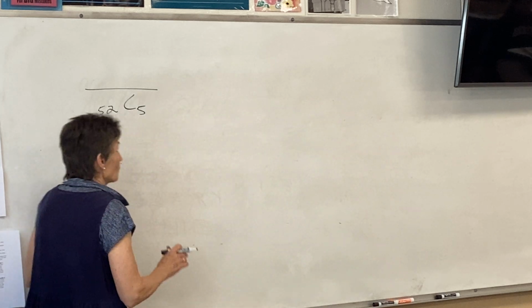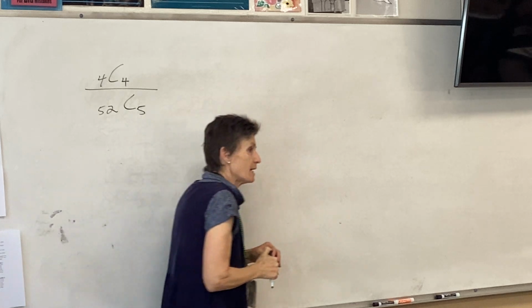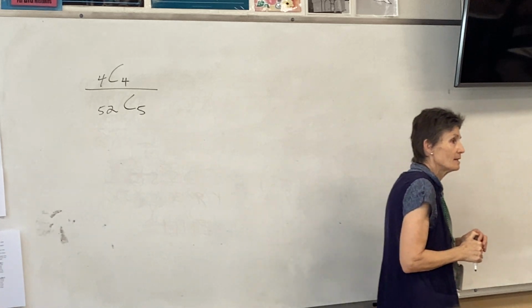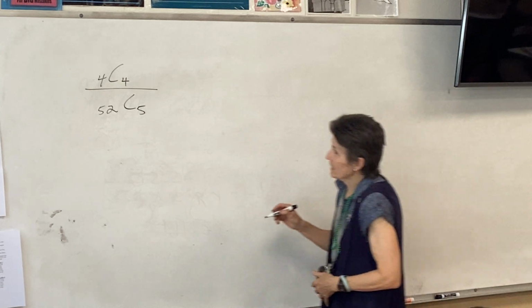Okay, so 4C4 would take care of all of the aces. Now, wait a second. It says you have a 5-card hand with all of the aces. It doesn't say they're all aces, it just says you have all of the aces. So 4C4 times 48C1.